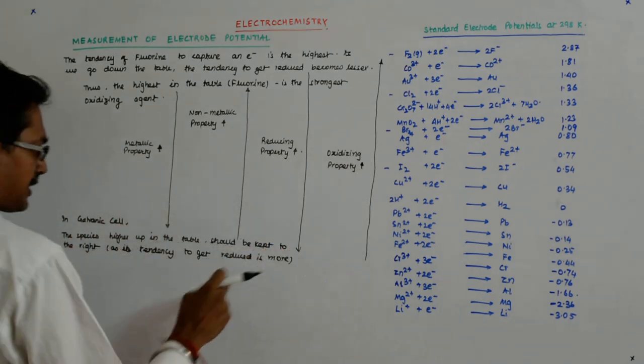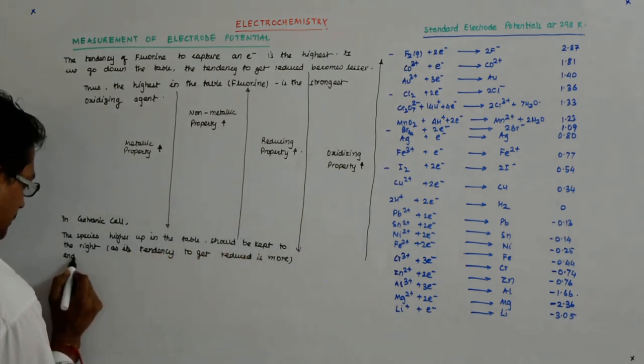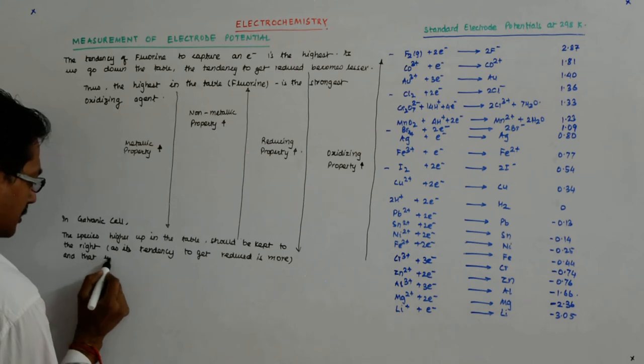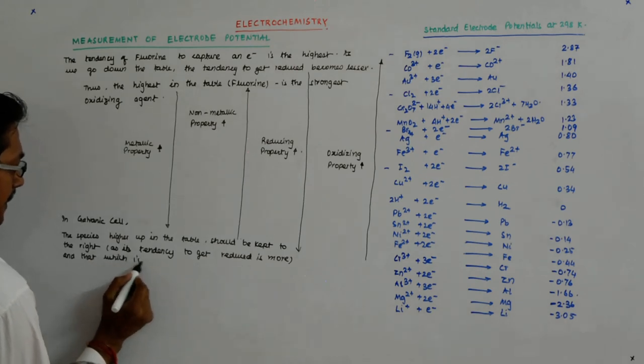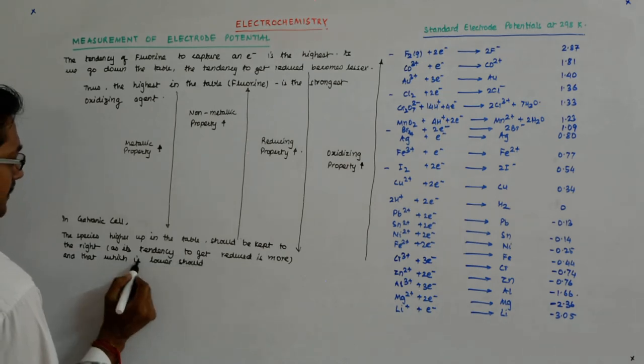So the species higher up in the table should be kept to the right as its tendency to get reduced is more, and that which is lower should be kept to the left.